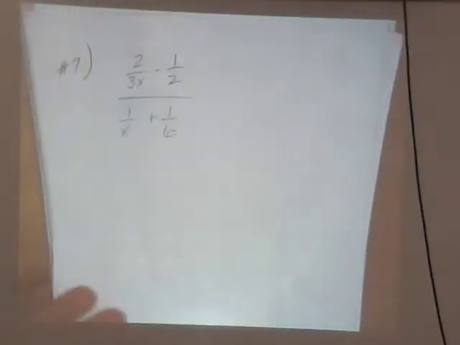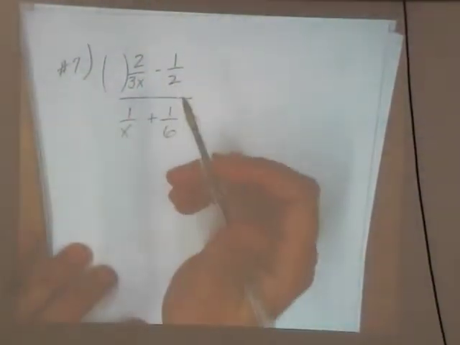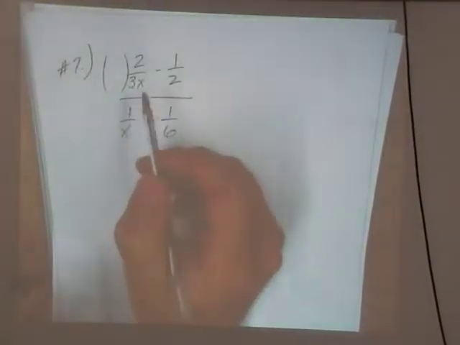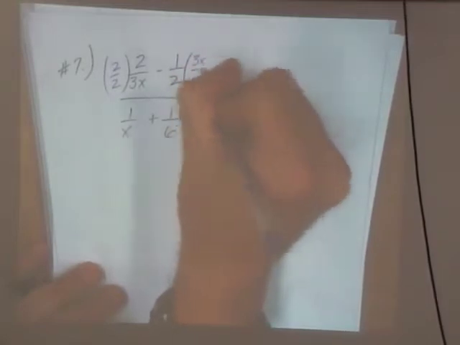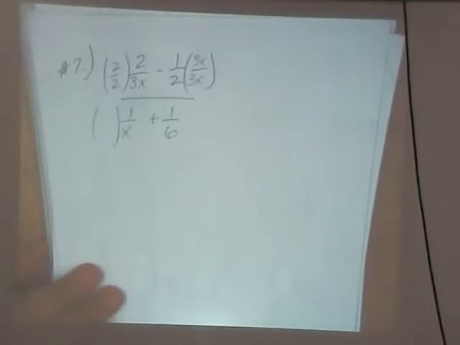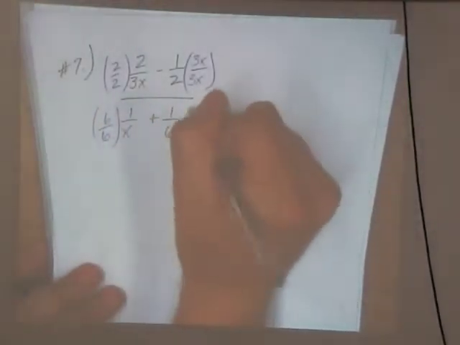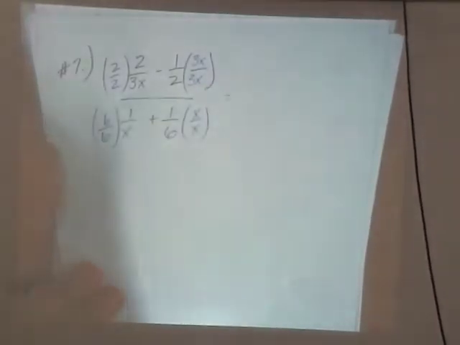Alright, same thing. We need common denominators. So what is this one missing that this one has? What's this side missing? 2, right? And then this one? 3x. What's this one missing? 6 over 6. And this one? X over x, good. Alright, so we should have common denominators now.